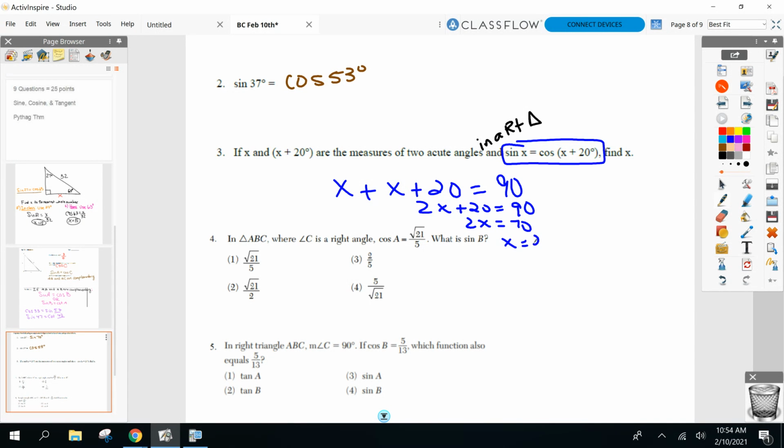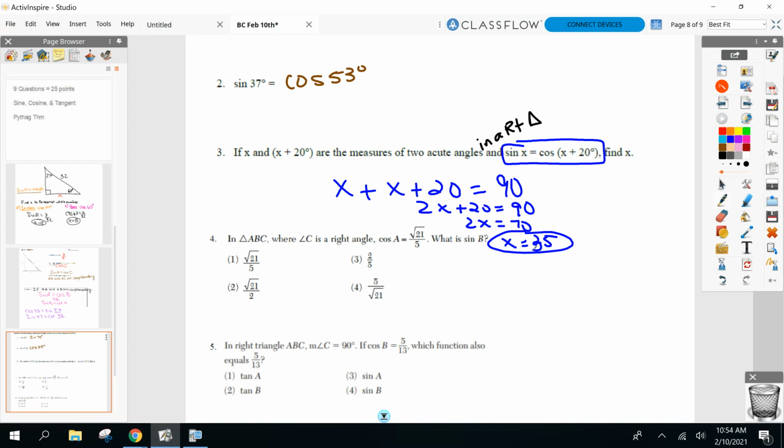X equals 35. If you were given just the part before, if x and x plus 20 are the measures of 2 acute angles in a right triangle, if you were given just that, could you assume that they're sine and cosine? See, I could give you 2 acute angles, but they don't add to 90. That's why I needed to put in that right triangle. Because just because I give you two acute angles, I could give you 20 and 40. But since they're in a right triangle, I know those two acute angles have to add to 90.